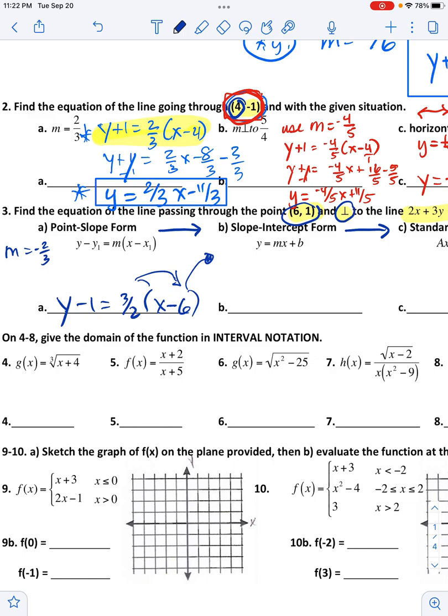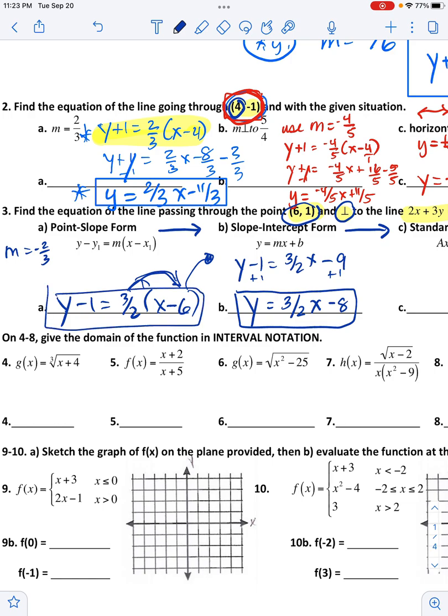Now I'm going to distribute my 3/2. I'm doing the same process. I'm just going to use the correct numbers. So this is going to be a 3/2 x. And this will turn into 18, 6 times 3 on the top, and then 2 on the bottom. So 18 over 2 is going to be a -9. So I need the y alone, so I add that 1 over. And so in slope-intercept form, I will get 3/2 x and then -8, because of the -9 plus 1. So point slope, slope-intercept.